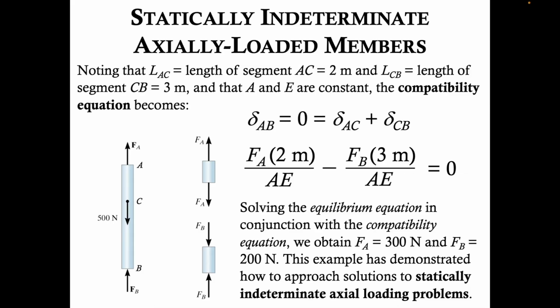Noting that L sub AC, the length of segment AC, was given as 2 meters, and L sub CB, the length of segment CB, was given as 3 meters, and that A and E are constant, the compatibility equation becomes: F sub A times 2 meters over AE minus F sub B times 3 meters over AE must equal 0. Solving the equilibrium equation in conjunction with this compatibility equation, we obtain F sub A equals 300 newtons and F sub B equals 200 newtons. This example has demonstrated how to approach solutions to these statically indeterminate axial loading problems.